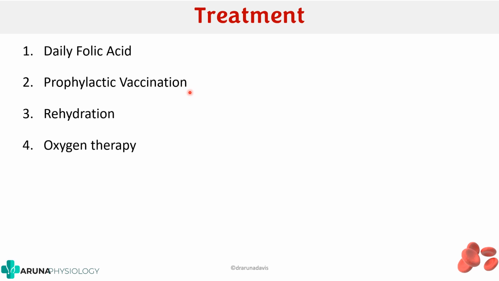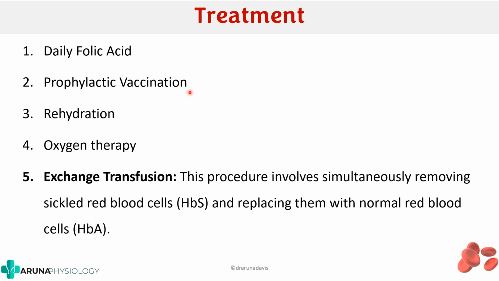Oxygen therapy to avoid hypoxia, again to prevent a trigger. And the treatment of choice is exchange transfusion. That means you are going to remove the sickle RBCs and replace them with normal red blood cells. Okay, so that is the treatment of sickle cell anemia.